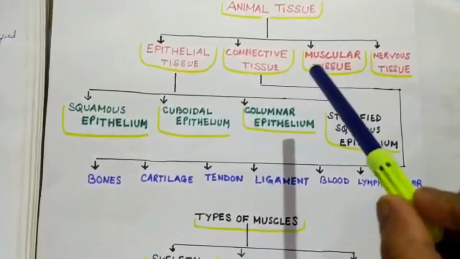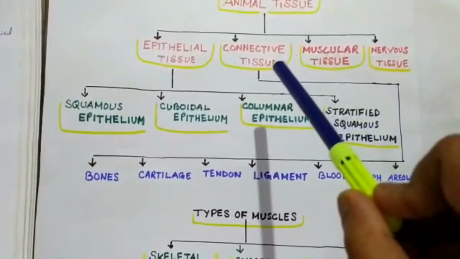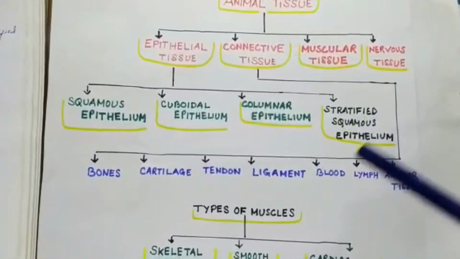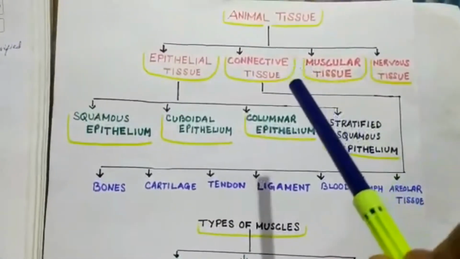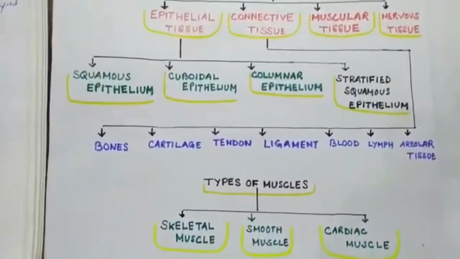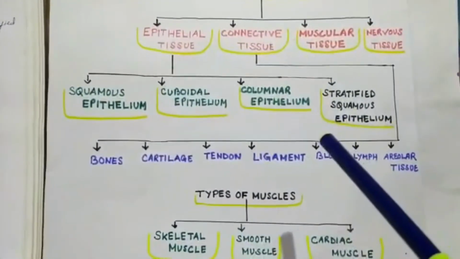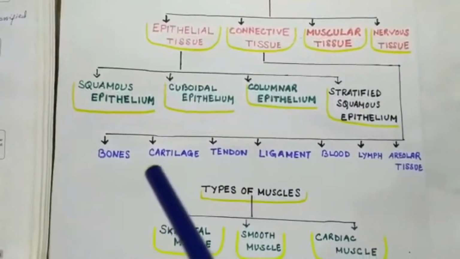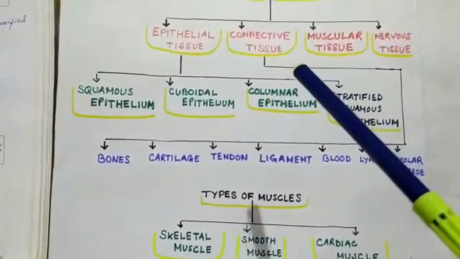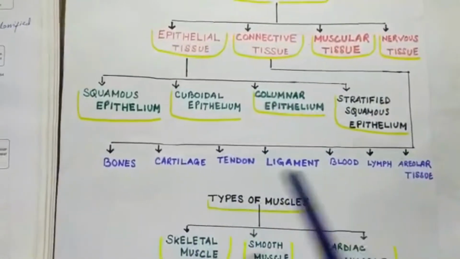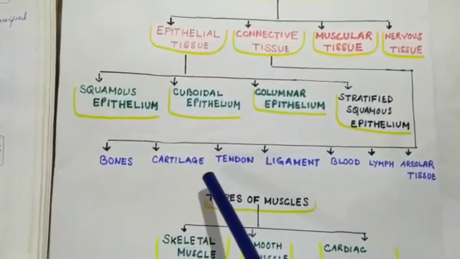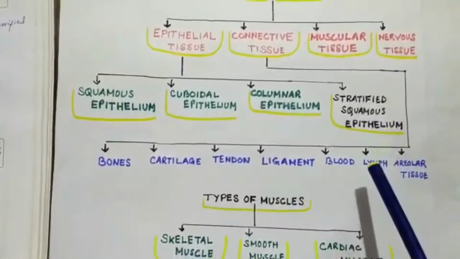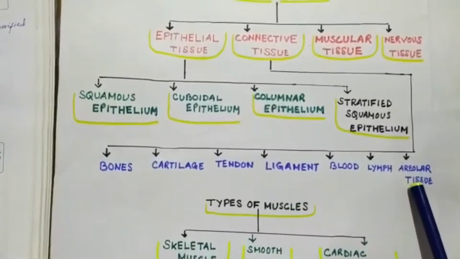The rest of the three types of animal tissues, that is the connective tissue, muscular tissue and nervous tissue, will be explained in my next video. But the types are mentioned here in the chart, so let me explain this first. The connective tissue is actually not having any types, but under the connective tissue we will study about the bones of our body, the cartilage, tendon, then ligament, the blood, the lymph and the areolar tissue.